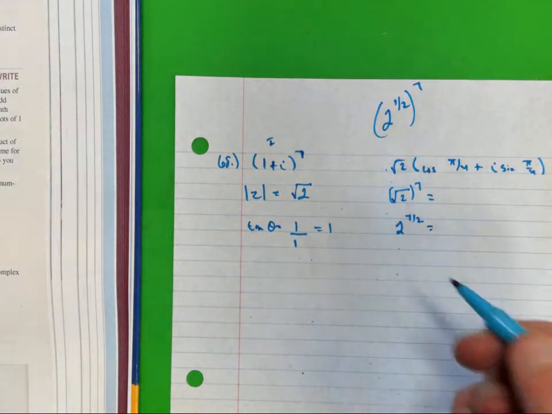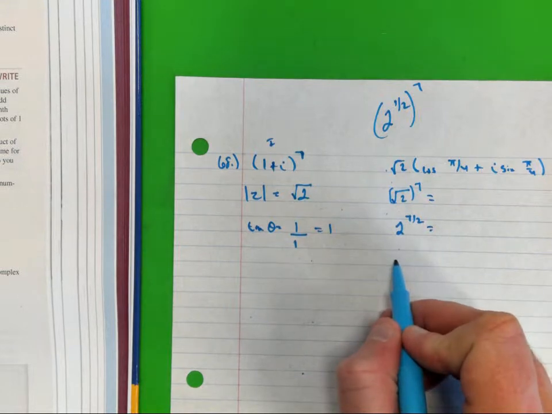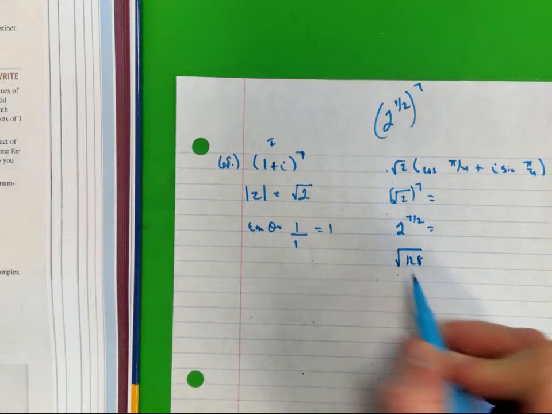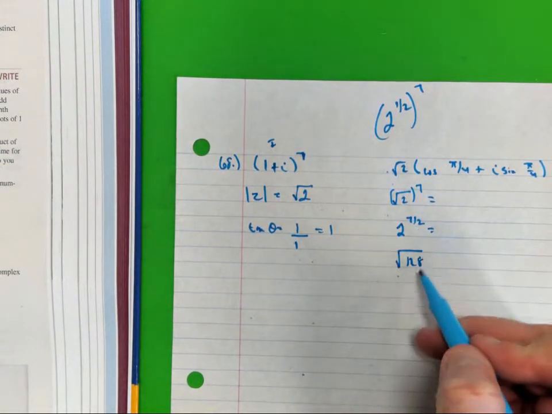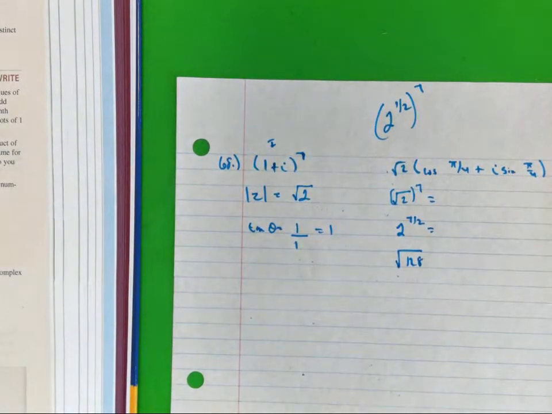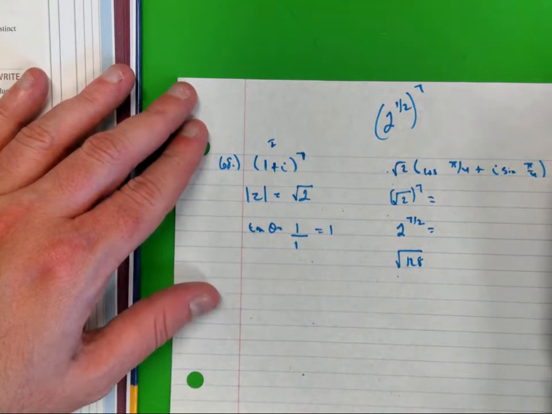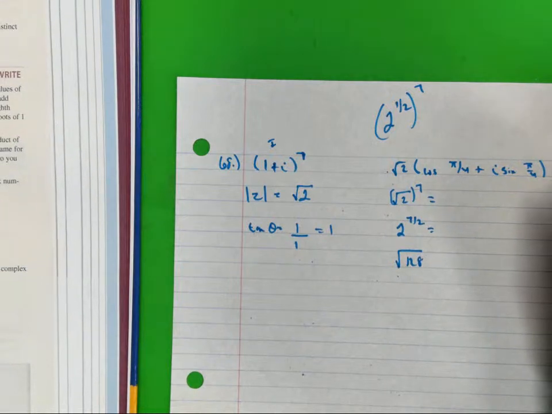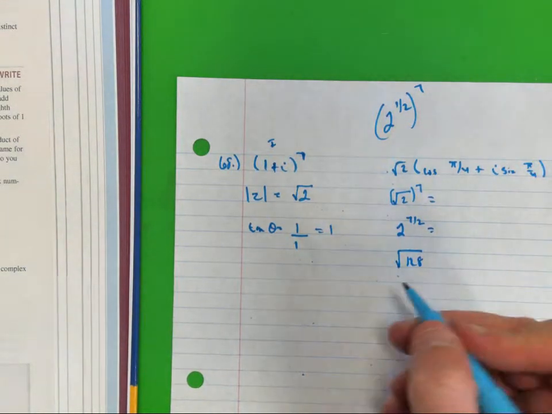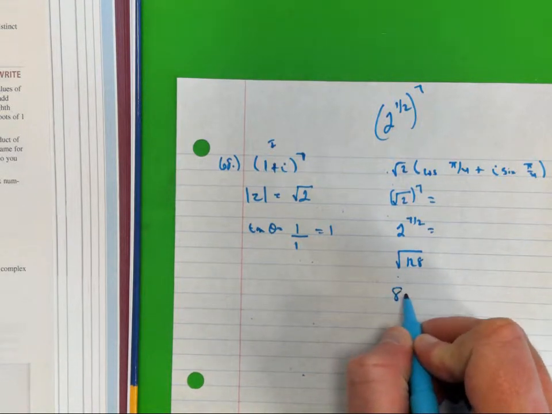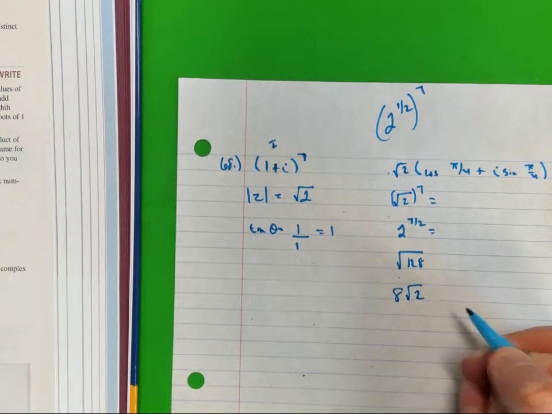Okay, let's write it like this. 2 to the 7 is 128, isn't it? That'd be the square root of 128. Isn't that equal to that? Because I raised 2 to the 7th power and then took the square root. Now let's break 128 down. I would not give you one like this on the test. 128 is 64 times 2. Keep breaking that down. That's going to be 8 square root of 2. Yep.